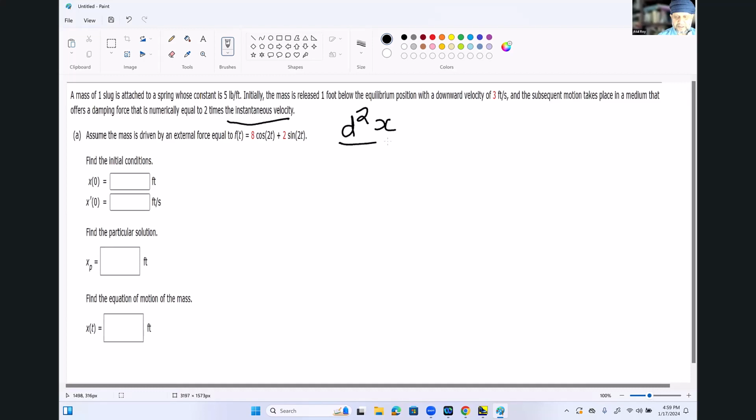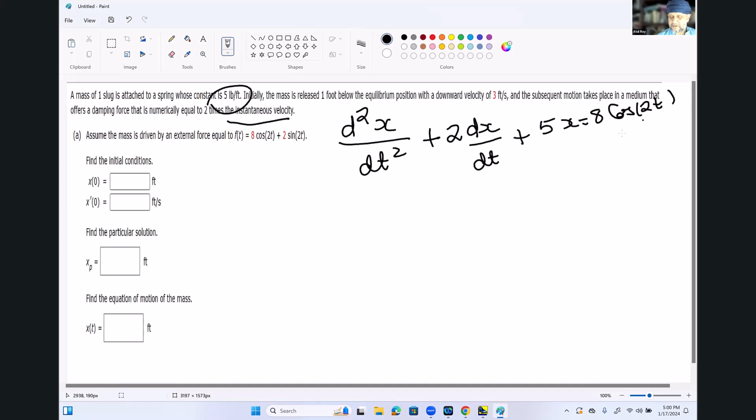d2x dt square, right? Are we good? Yep. Then plus 2 times the instantaneous velocity, so that's the damping force. Okay. And then kx, and k is given to be 5. And that equals how much? 8 cosine 2t plus 2 sine 2t.